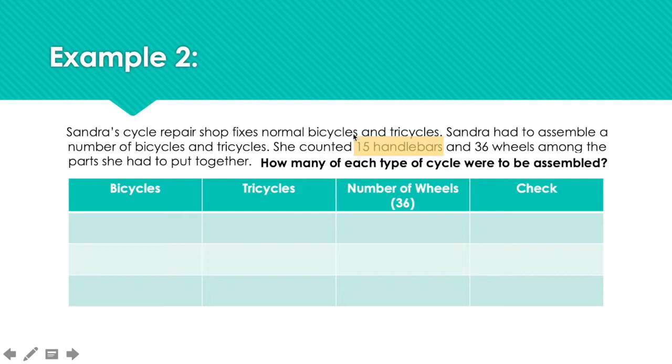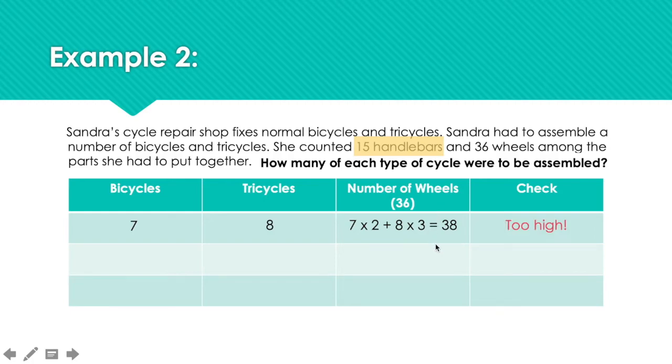Now remember, if there's 15 handlebars, then the number of bicycles plus the number of tricycles have to add up to be 15. So I'm just going to pick 2 numbers halfway between 15 and see how they go. We can't have half a bicycle, so I'm going to pick 7 bicycles, which means there's 8 tricycles. Now bicycles have 2 wheels, tricycles have 3 wheels. So our number of wheels over here, we're going to show our working. We're going to do 7 times 2 for the bicycles plus 8 times 3 for the tricycles. And that gives us 38 wheels.